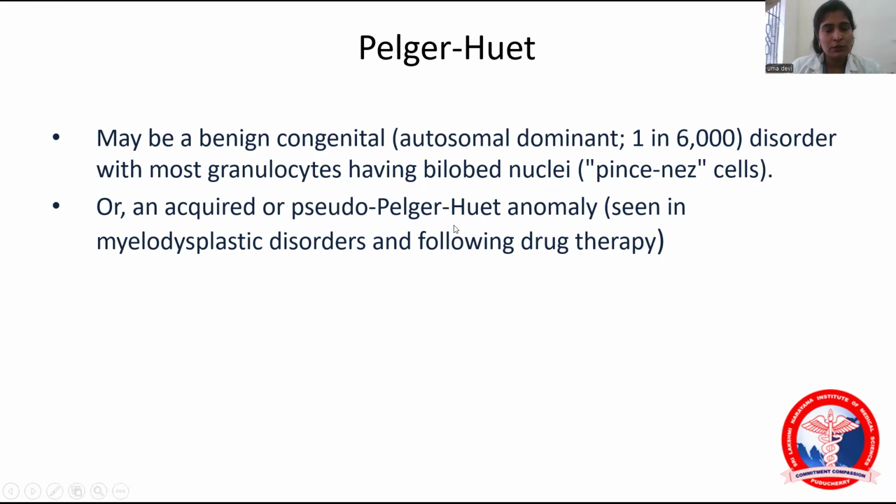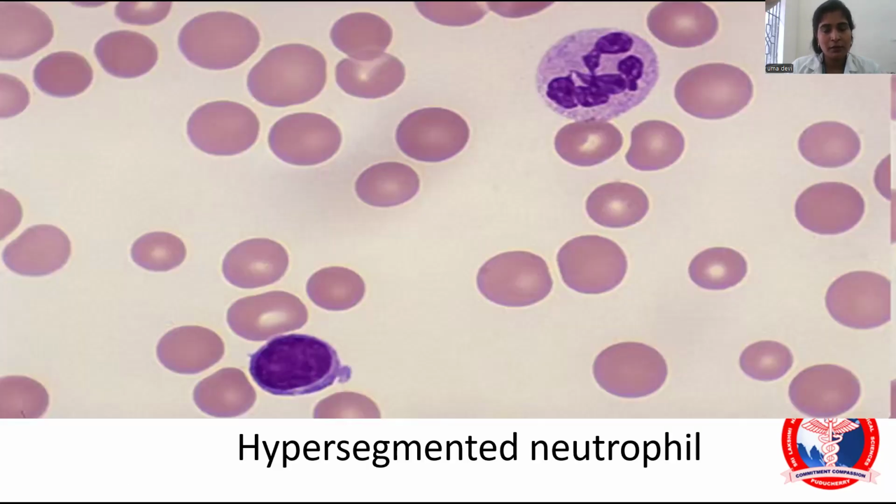Or you can also see sometimes a pseudo form, which is not because of the anomaly, but they appear similar. We see this in certain myelodysplastic disorders. Certain drugs can also cause them. So just remember the morphology, the pale cells, and that the true form is a genetic condition. The pseudo form is seen in cases of myelodysplastic conditions.